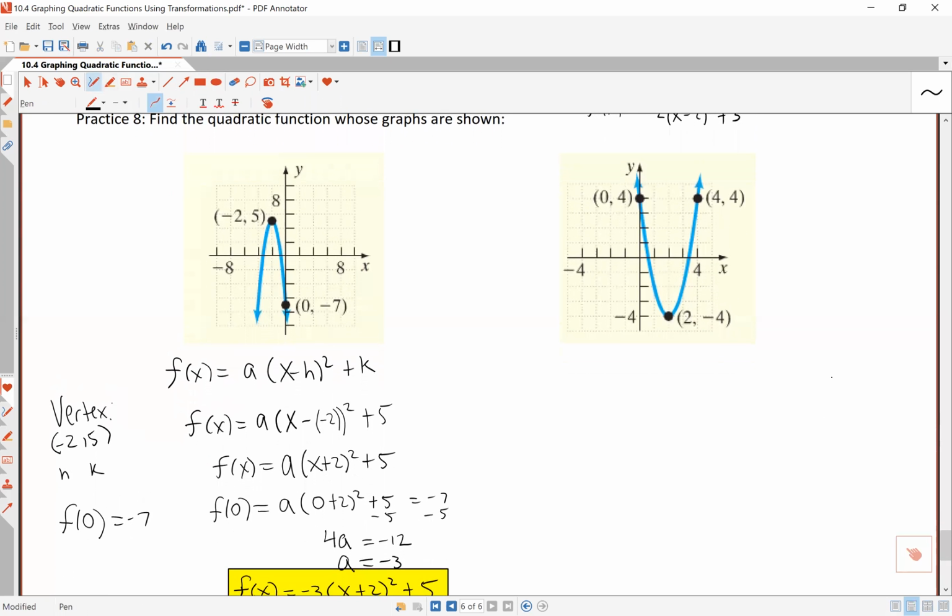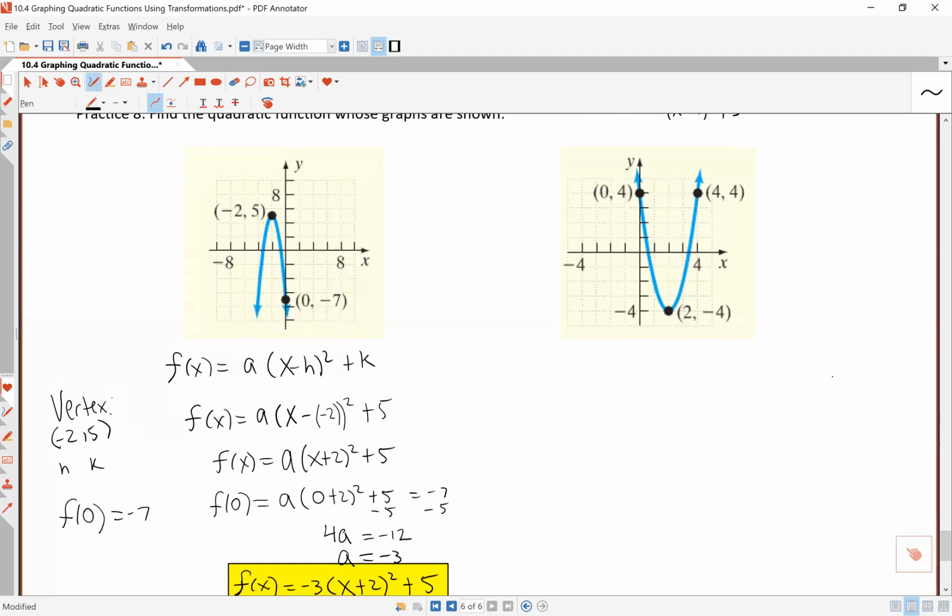And then the second one here, the vertex in this one is the lowest possible point. This was the highest. Since it opened down, we got an a that was negative. This a and the next one should be positive. So I've got a vertex of 2, -4. So h is 2 and k is -4.